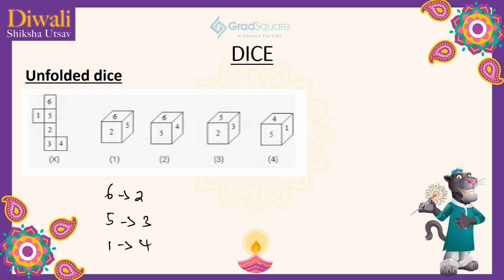It is known that 6 is opposite to 2, which means 6 cannot be adjacent to 2, so this is the wrong option. Here in the third option, 5 is opposite to 3, but in the given option, 5 is adjacent to 3, hence not the right one. And in the fourth option, 1 should be opposite to 4, but here 1 is adjacent to 4, hence eliminated. So option 2 is similar to the given unfolded dice when folded.